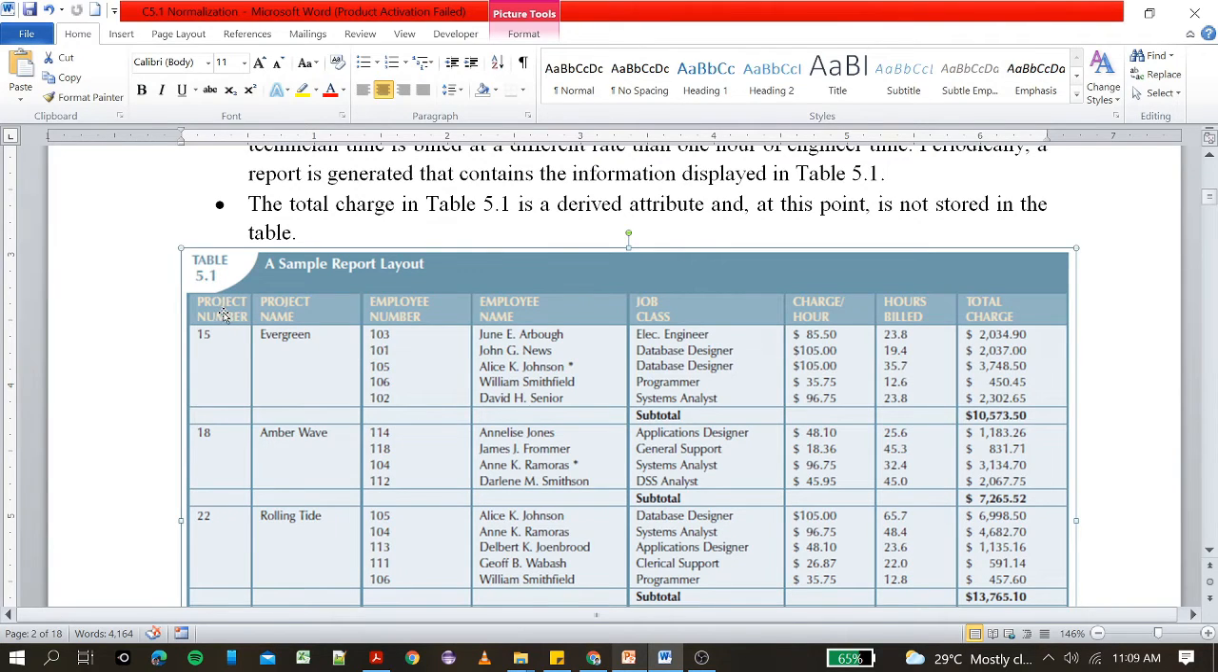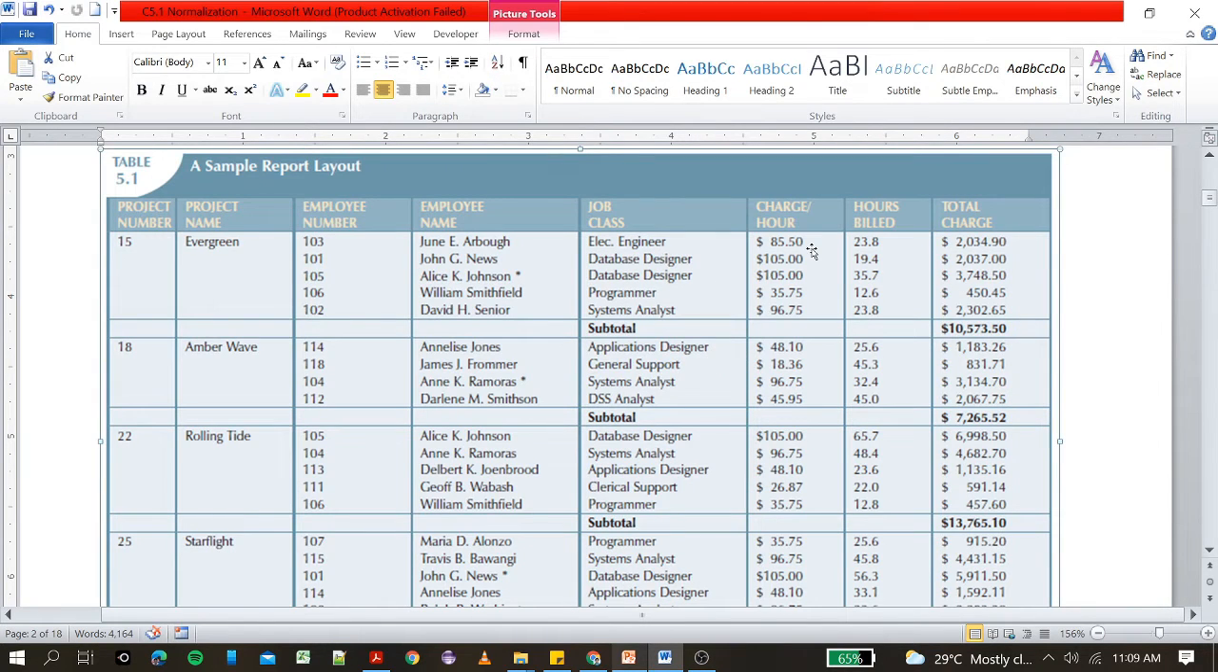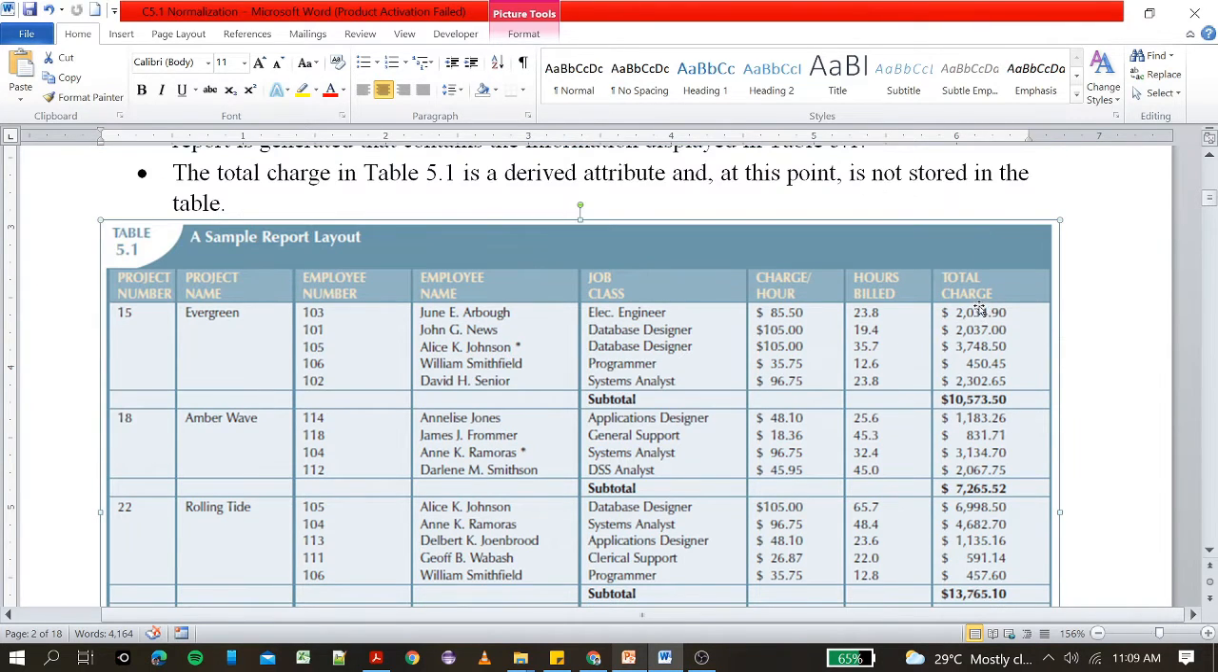So we have here the project number, project name, employee number, employee name. We have the job class, or ito yung type ng job nila, yung job classification. We also have the charge per hour. Ito yung parang rate nila. Then, hours billed. Ito yung kung ilang oras sila nagtrabaho. Then, yung total charge, ito ay isang derived attribute. Ibig sabihin, ito ay computed.